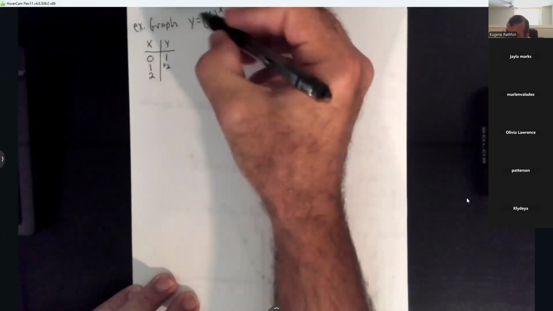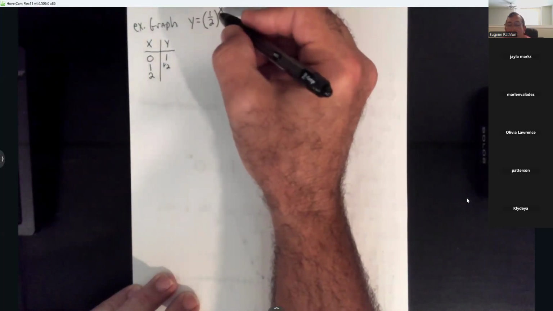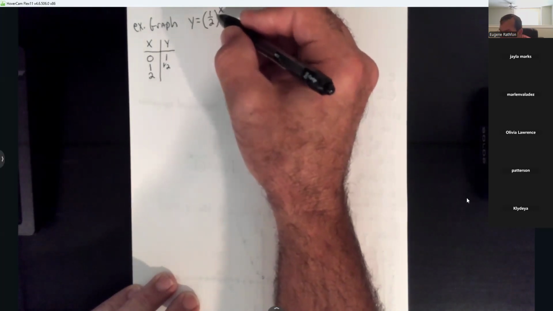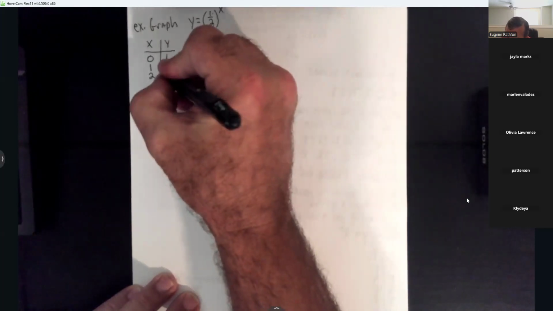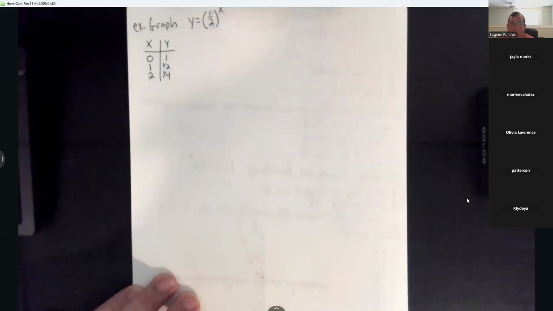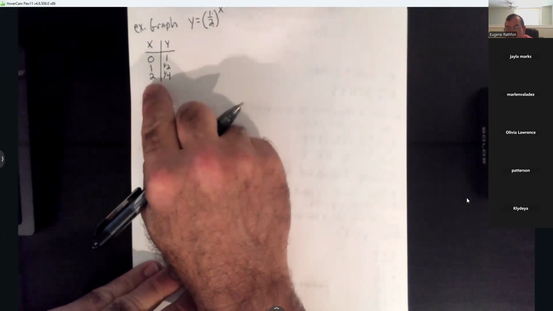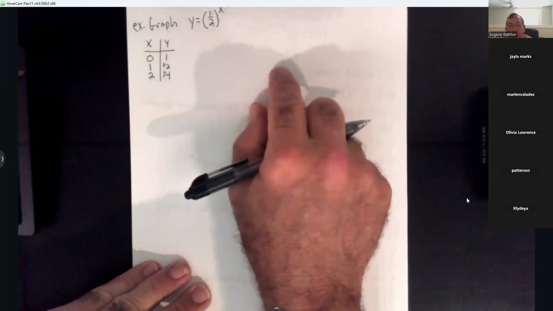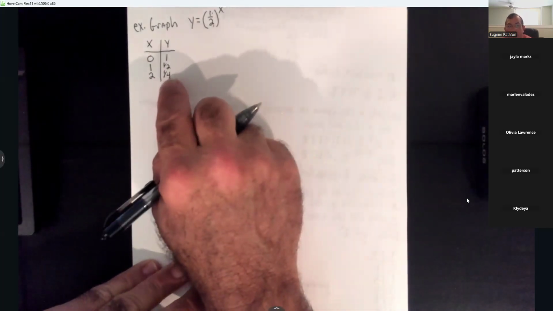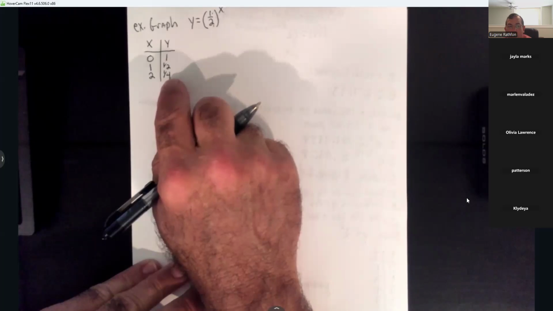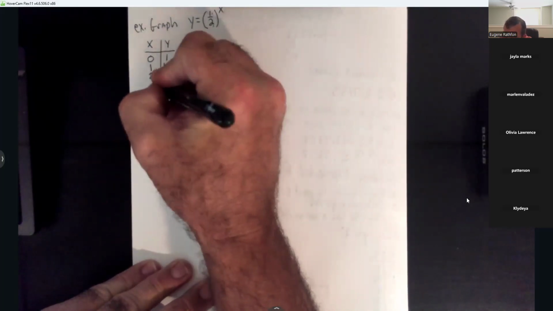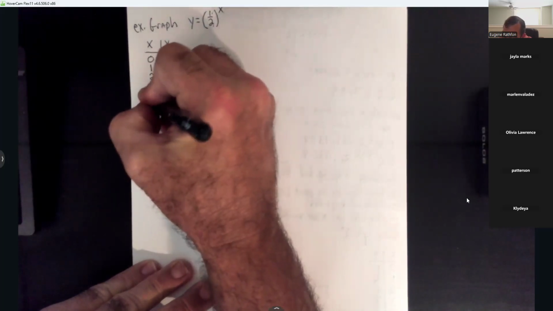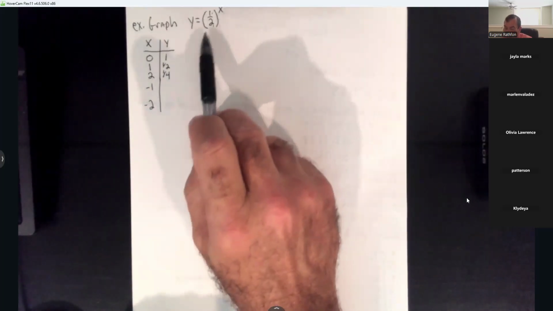If I put a 2 there, 1/2 squared, you square the top and the bottom. So 1 times 1 would be 1. 2 times 2 is 4. So I get 1/4. So as these numbers get larger, heading towards positive infinity, these values are getting smaller and smaller. So let me do some negative exponents on this and see what happens on that side. So let's do 1/2 to the negative first.